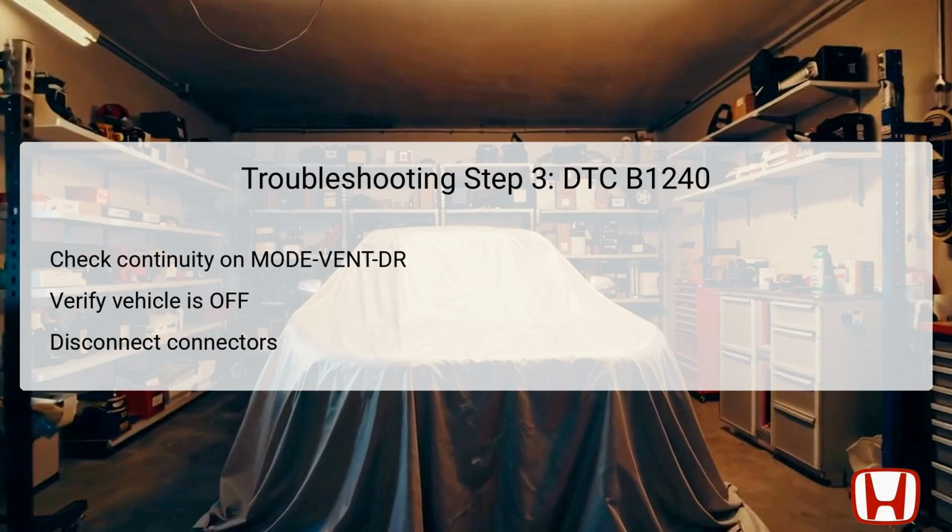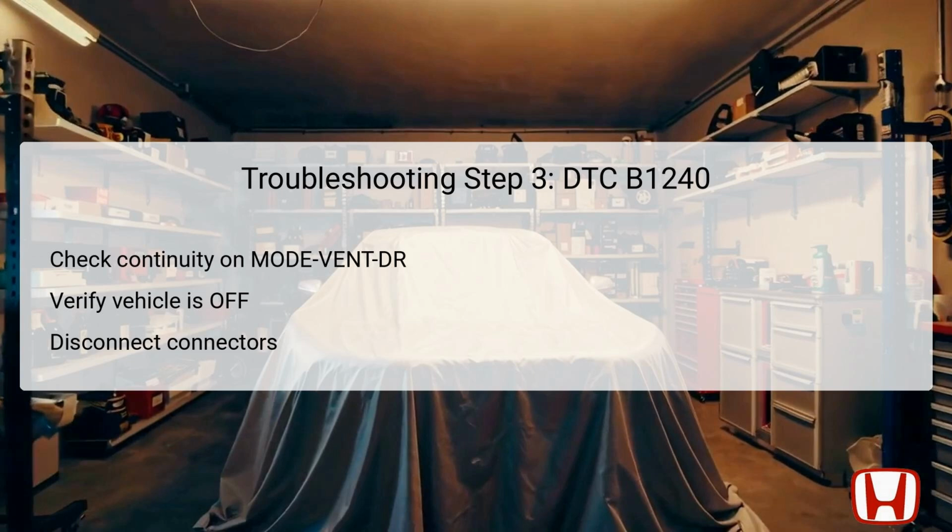For troubleshooting step 3, continuity must be checked on the mode vent DR line. This process should also begin with the vehicle in the off-lock mode for safety. Again, ensure that the climate control unit connector B24P and the mode control motor 5P connector are both disconnected.